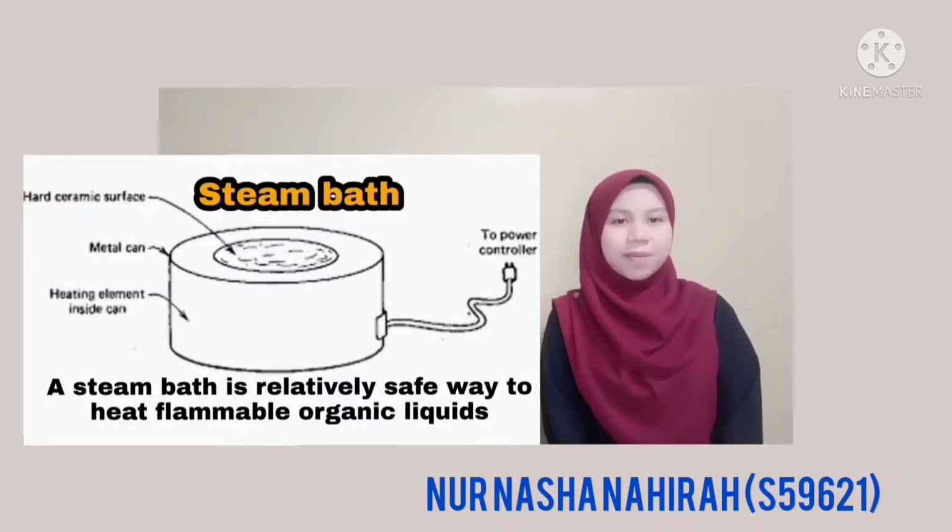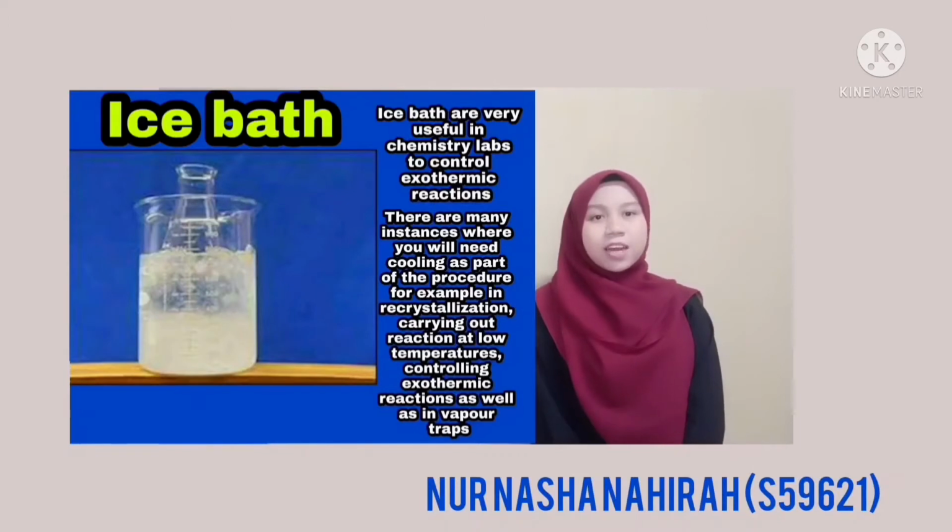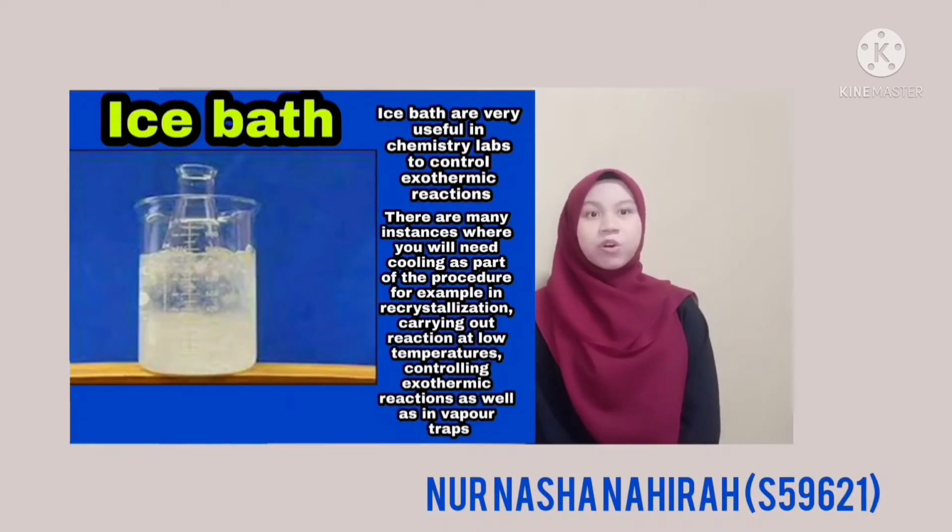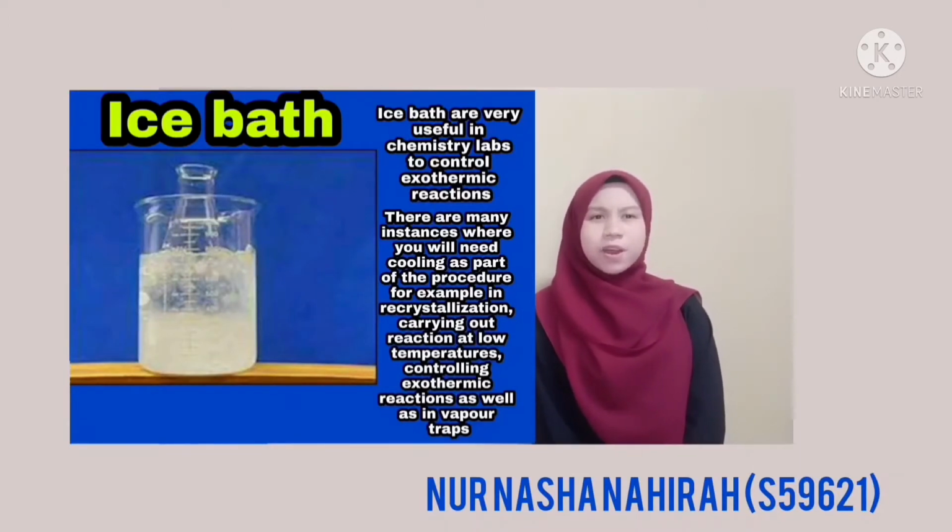Steam bath. A steam bath is a relatively safe way to heat flammable organic liquid. Ice bath. Ice baths are very useful in chemistry labs to control exothermic reactions. There are many instances where you will need cooling as part of the procedure. For example, in recrystallization, carrying out reactions at low temperature, controlling exothermic reactions, as well as in a vapor trap.